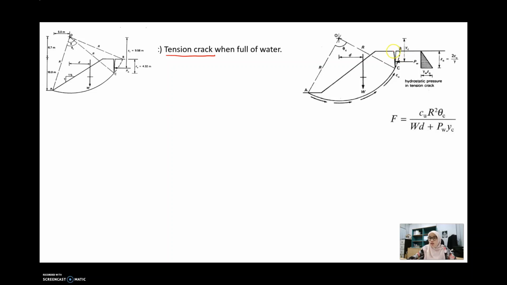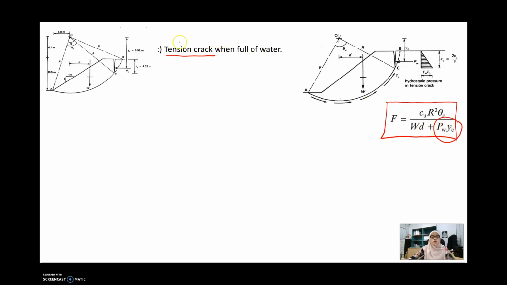Maksudnya, you ada crack dan crack you dipenuhi dengan air. Okay, full with water. So you are using the same equation from the condition B, but for condition B, you just ignore the value of PW times the YC since there are no water inside the crack. But in these conditions, you need to consider the value of PW and YC also.